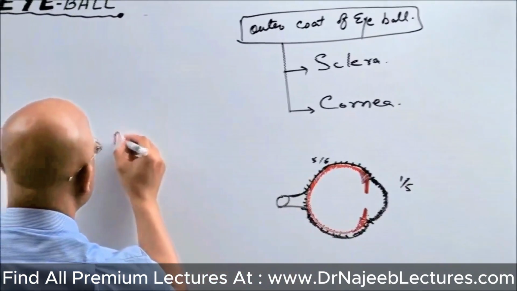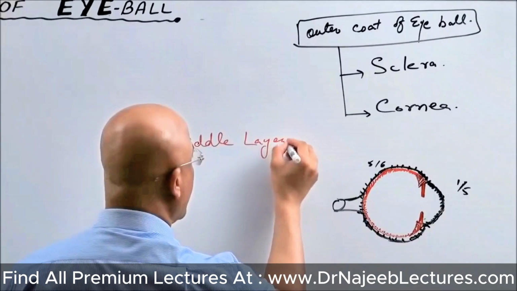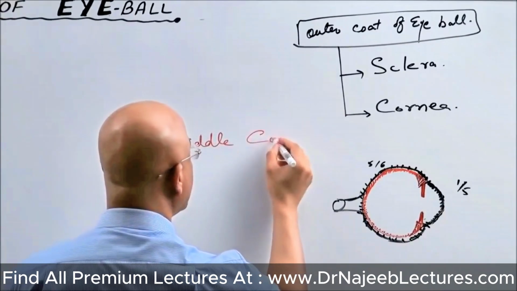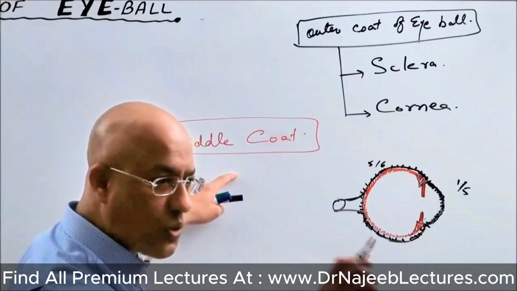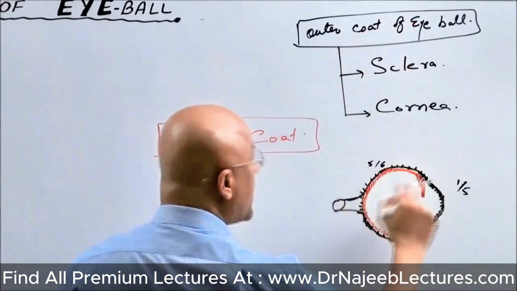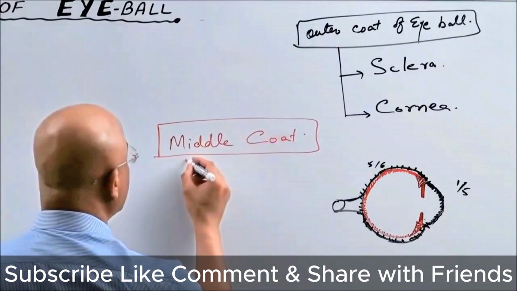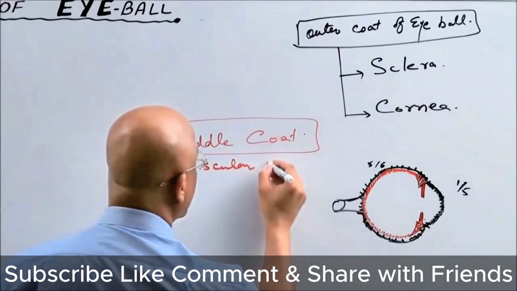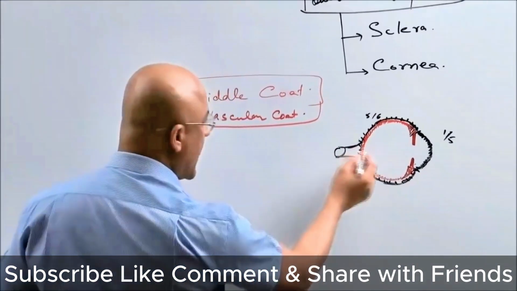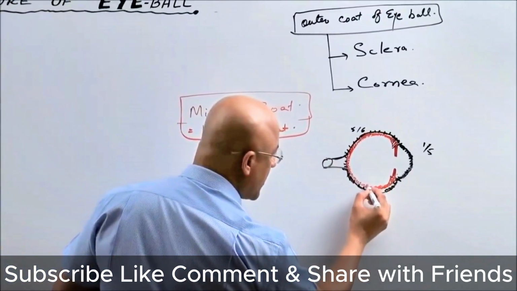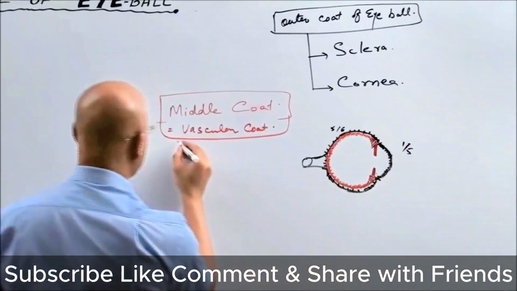Then I came to the middle layer. This middle layer, or middle coat of the eyeball, we can call it the middle coat also, right? This is also called the vascular coat, the nutritive coat. This was the outermost coat and protective coat, and this is the nutritive or vascular coat, right? So the middle layer is equal to the vascular coat, and its posterior most area, this posterior area, is called choroid.